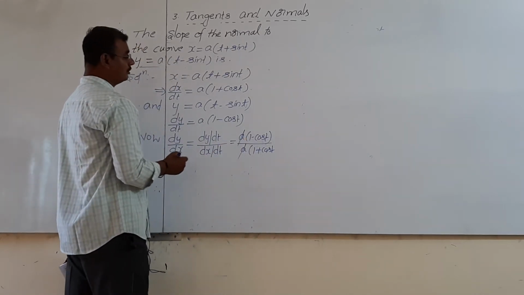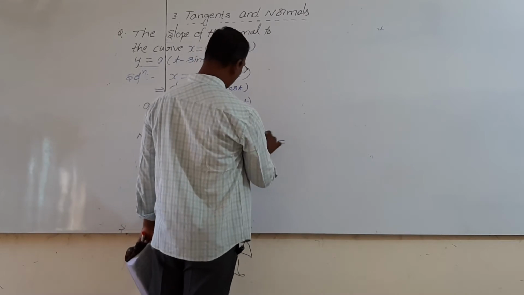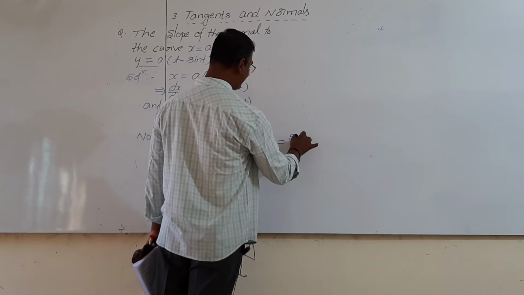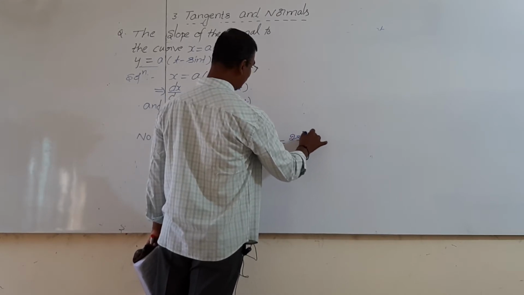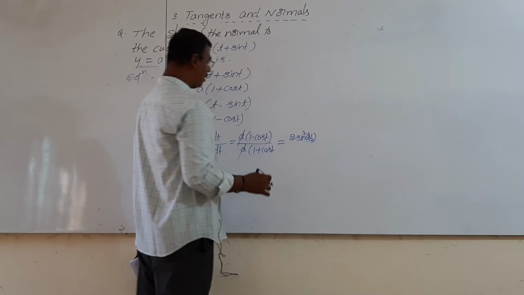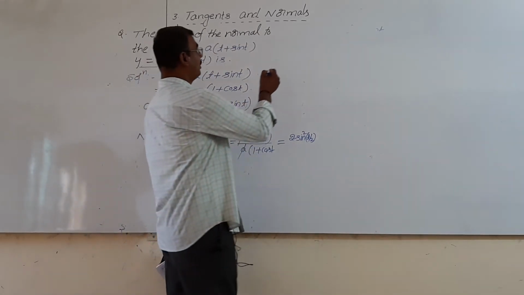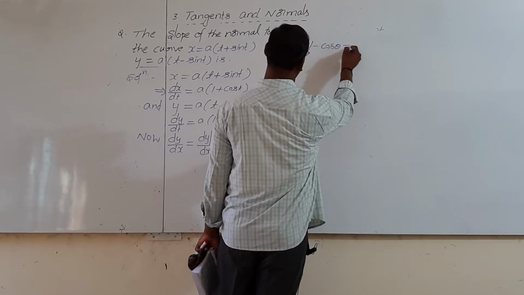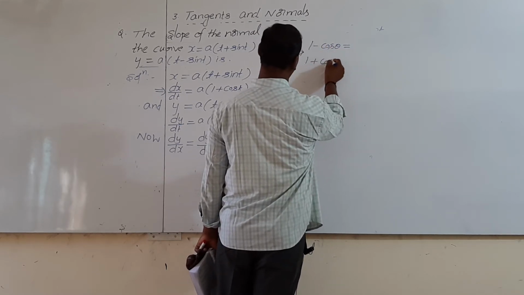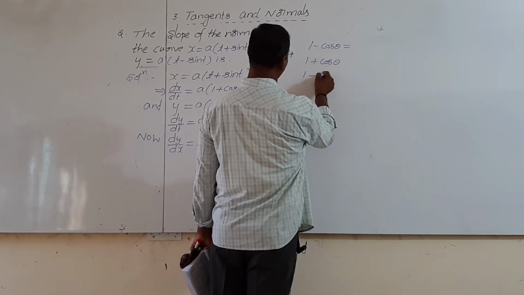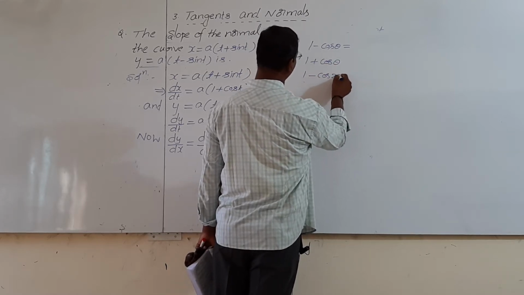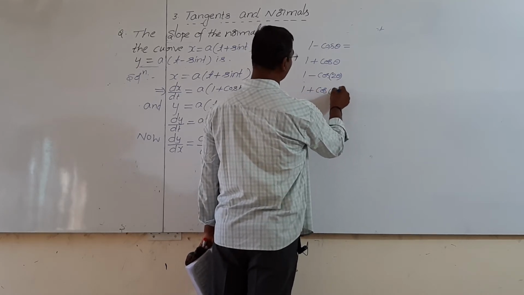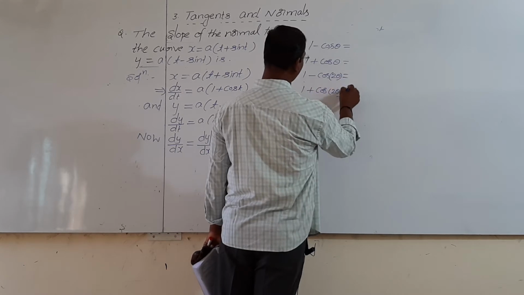And this is equal to 1 minus cos t. The formula we know is 2 sin square t by 2, theta by 2. All of you remember the trigonometry formulas: 1 minus cos theta and 1 plus cos theta, 1 minus cos 2 theta, 1 plus cos 2 theta. So you studied all these formulas.